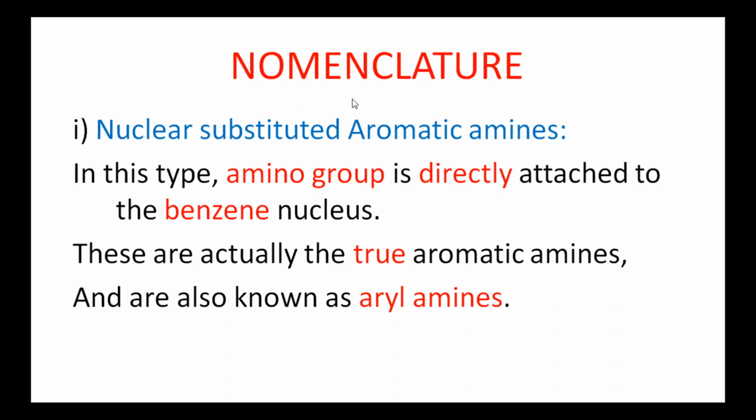First, the nomenclature of aromatic amines. There may be two types of aromatic amines. The first type are nuclear substituted aromatic amines. In this type, the amino group is directly attached to the benzene nucleus. These are actually known as true aromatic amines. These are also known as aryl amines.